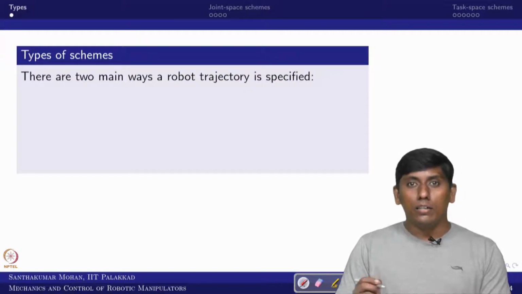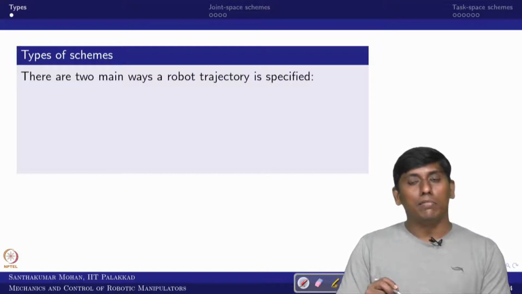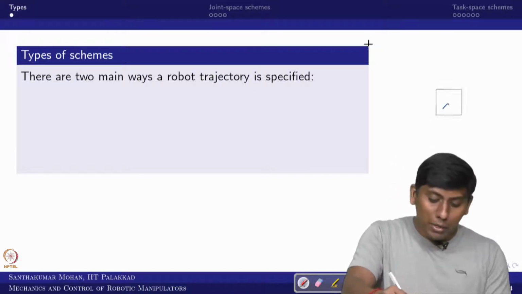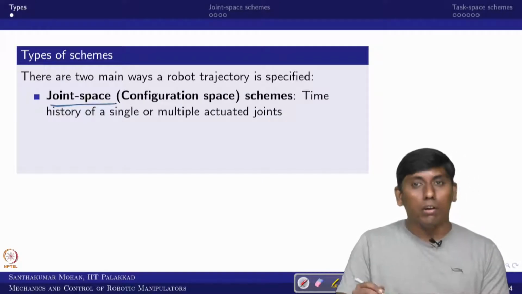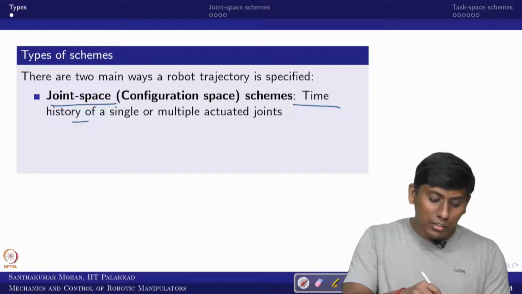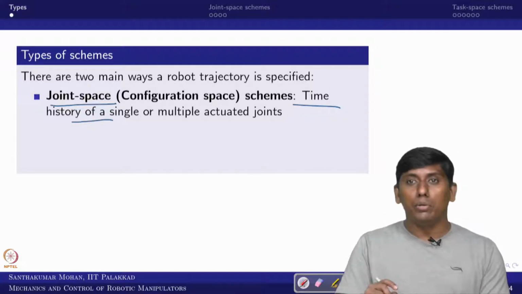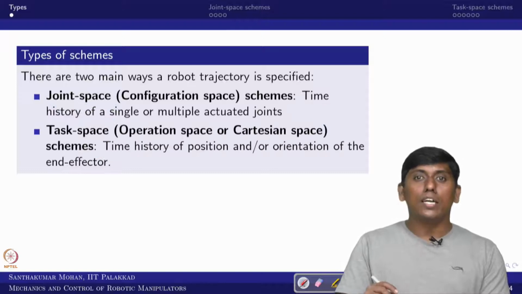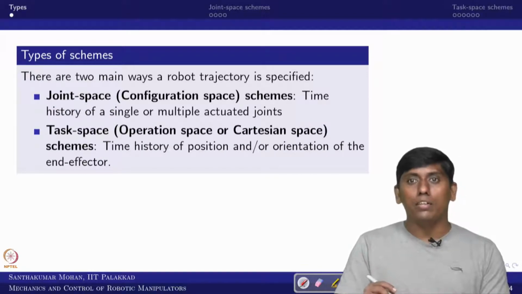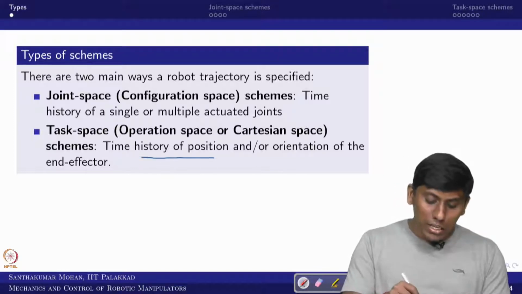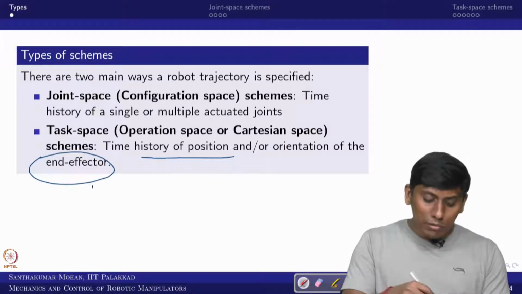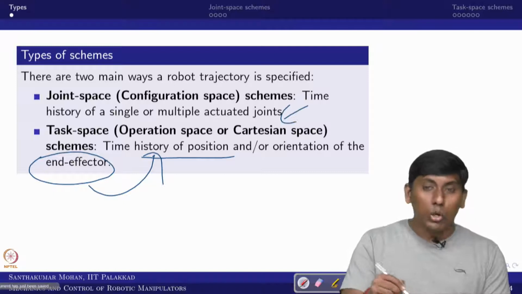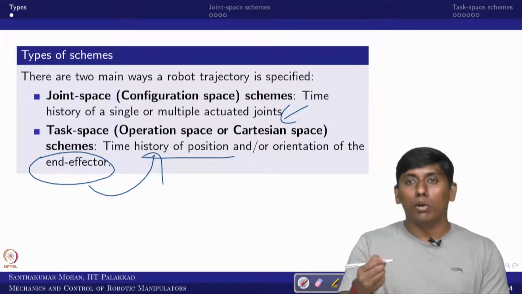I already said there are two main ways a robot trajectory is specified, specifically for a manipulator. We can call them joint space or configuration space schemes, where we specify the time history of a single or multiple actuated joints, whereas in the task space, operational space, or even Cartesian space schemes, we specify the time history of the position and/or orientation of the end effector. This is what we call the end effector trajectory, and the other is the joint space trajectory, or joint position, velocity and acceleration.